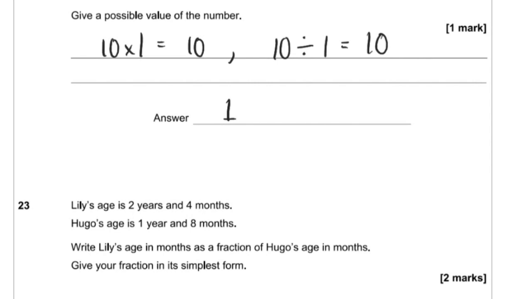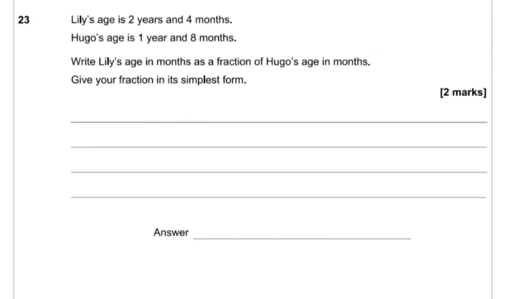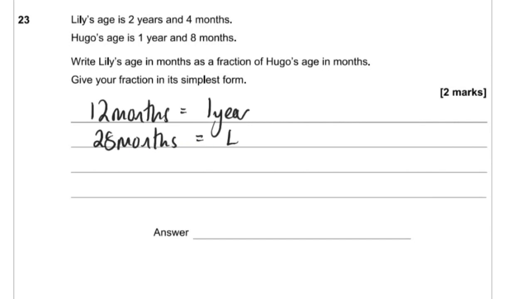Lily's age is 2 years and 4 months. Hugo's age is 1 year and 8 months. Write Lily's age in months as a fraction of Hugo's age in months. Give your fraction in its simplest form. Okay, so let's convert these ages to just months. So 2 years and 4 months. So there's 12 months in 1 year. So 2 years and 4 months is going to convert to 28 months. So that's Lily. 1 year and 8 months is going to convert to 20 months. And that's Hugo.